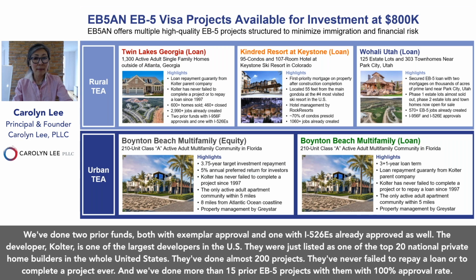The developer, Coulter, is one of the largest developers in the US. They were just listed as one of the top 20 national private home builders in the whole United States. They've done almost 200 projects. They've never failed to repay a loan or to complete a project ever. And we've done more than 15 prior EB-5 projects with them with 100% approval rate.